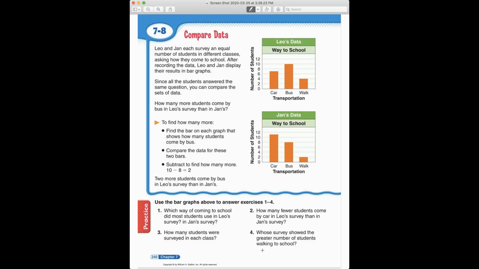And finally, question 4, whose survey showed the greater number of students walking to school? All we have to do is look at the 2 bars for walking. In Leo's, we had 4. And in Jan's, we had 2. So Leo's survey showed the greater number of students walking to school.